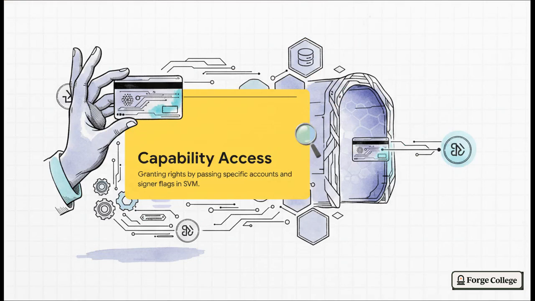The SVM, on the flip side, is a perfect fit for capability-based access. Instead of putting someone on a central list, you grant rights by passing specific account references and signer flags. It's kind of like handing someone a physical cryptographic keycard. You pass the account, it proves it has the signature, and boom, the rights are granted based on that capability right in the moment. It moves authority through the simple passing of verified accounts rather than querying a centralized database. It is a totally different mental model.